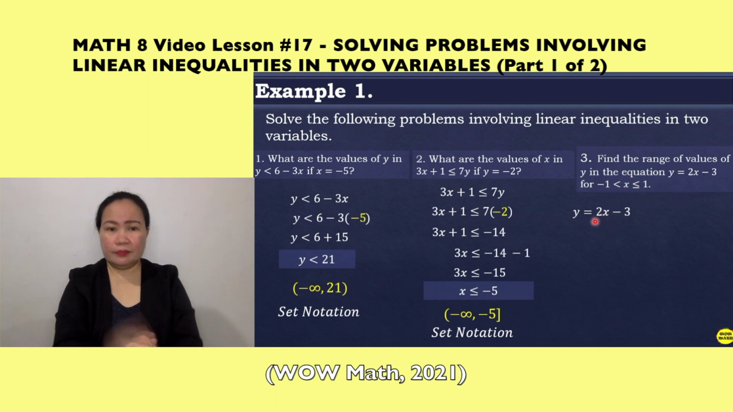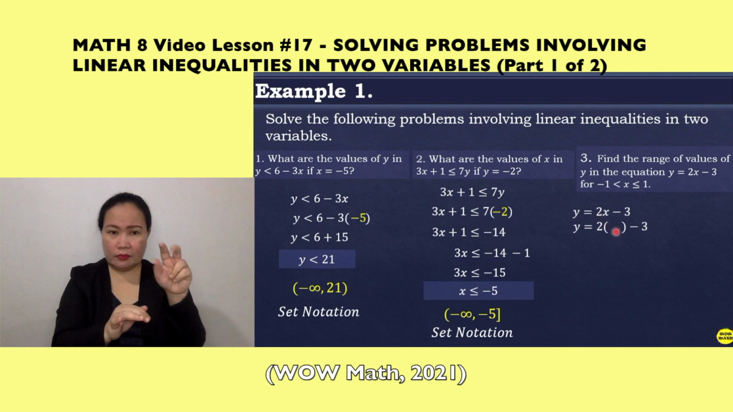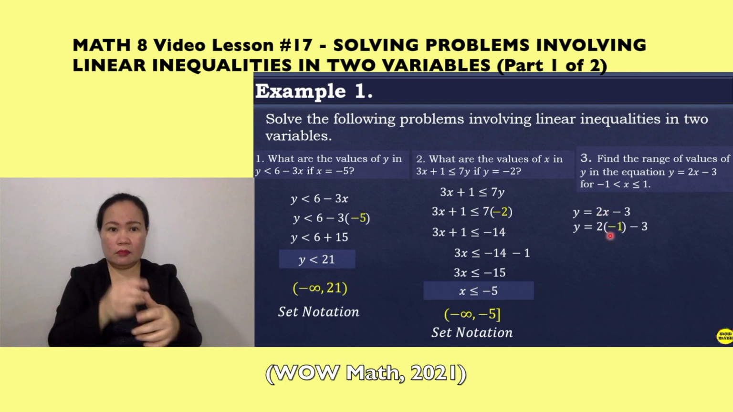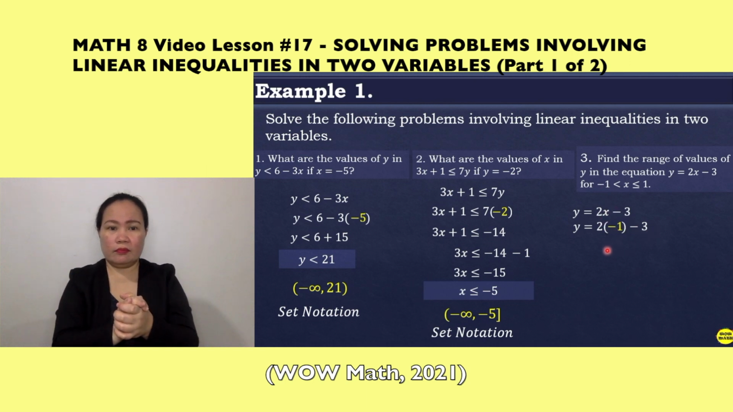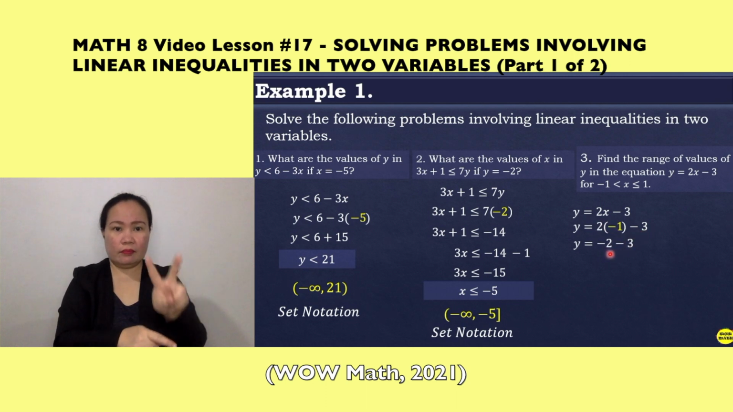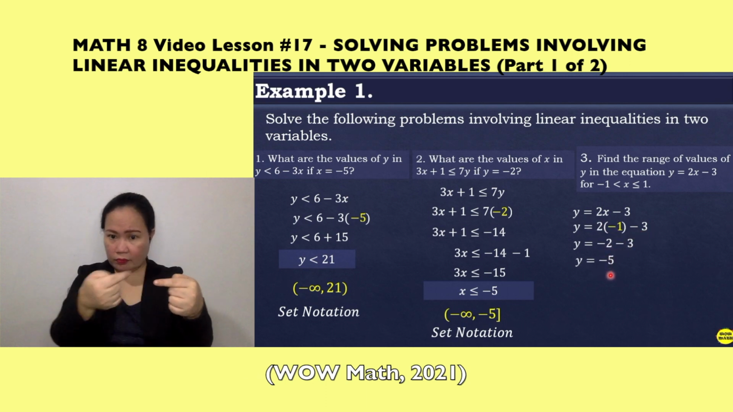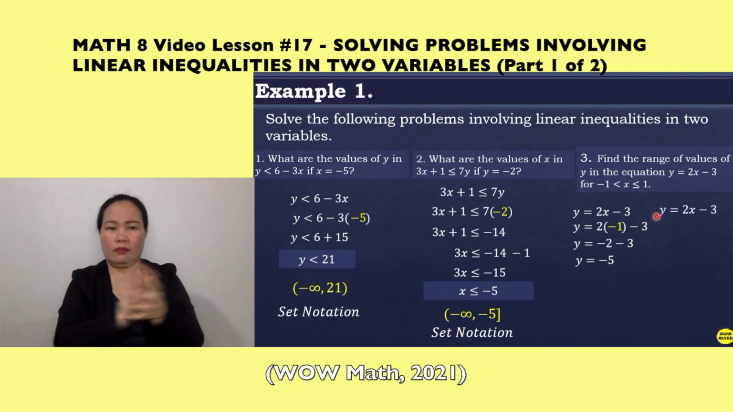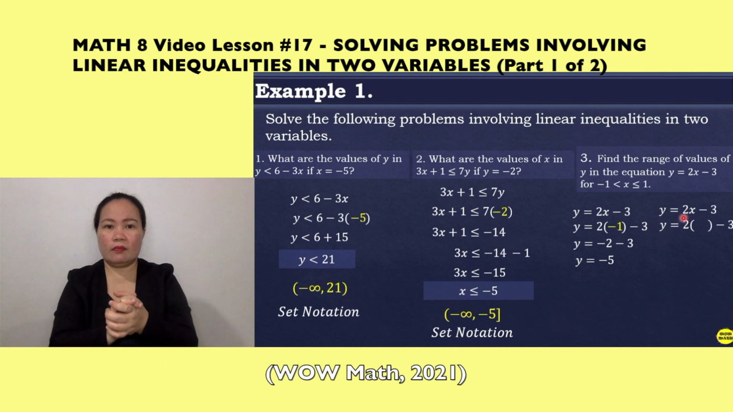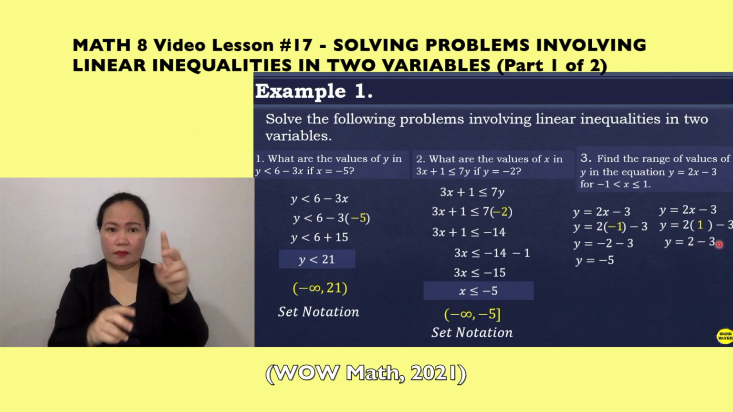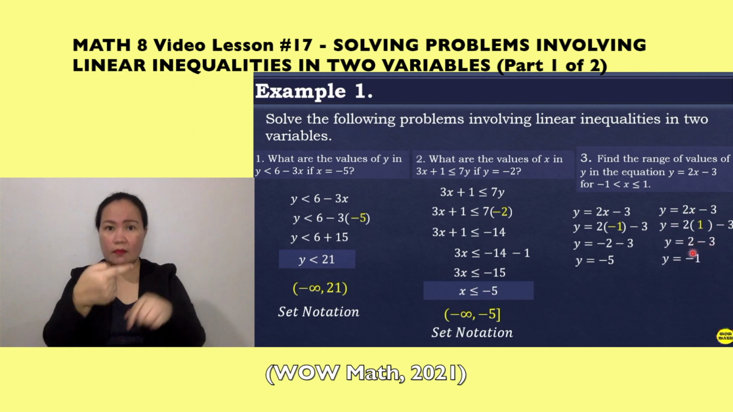Okay? So, let's have the first one. So, 2 times, ilalagay mo dito negative 1, okay, and then minus 3. So, you will have 2 times negative 1, that is negative 2 minus 3. So, this is y is equal to negative 5. Okay, let's have the second one. So, positive 1 naman ang ilalagay natin. So, you will have y is equal to 2 times 1, lalagay natin si 1, minus 3. So, this is 2 times 1, that is 2 minus 3. So, this is negative 1.